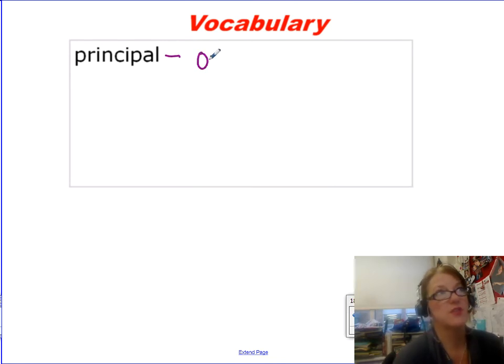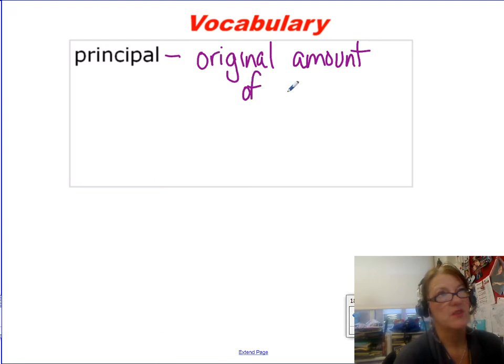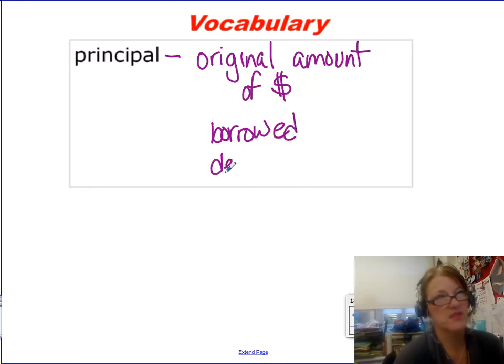Principal is the original amount of money. And this original amount of money, I'm going to abbreviate with a dollar sign there, that you either borrow or loan, or it's the amount that you initially deposited in a savings account, let's say. Borrowed or deposited. Okay.